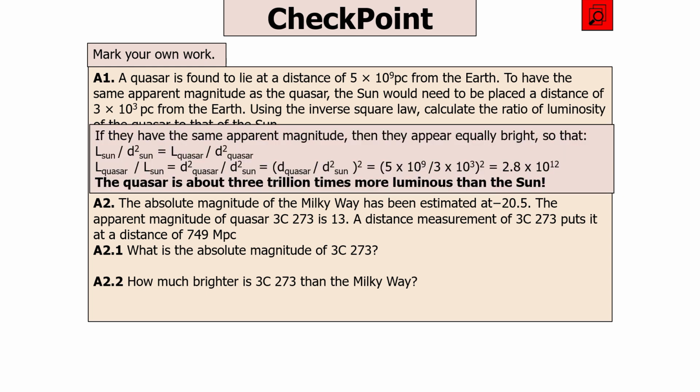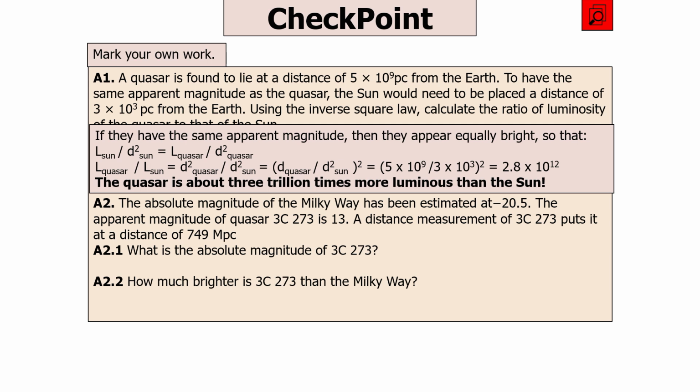Right, so if we say they've got the same apparent magnitude, they're going to appear equally as bright, so we can say that L is proportional to 1 over d squared. So you can say the luminosity of the Sun divided by the distance to the Sun squared is equal to the luminosity of the quasar divided by the distance to the quasar squared.